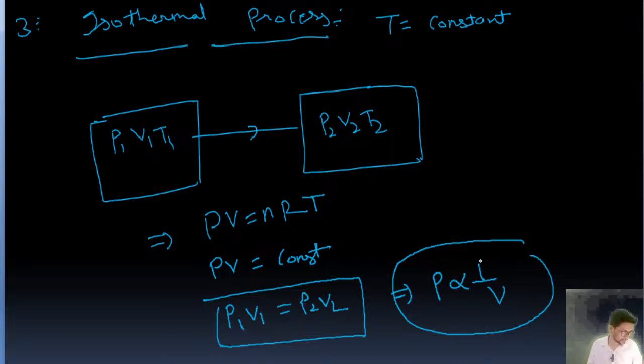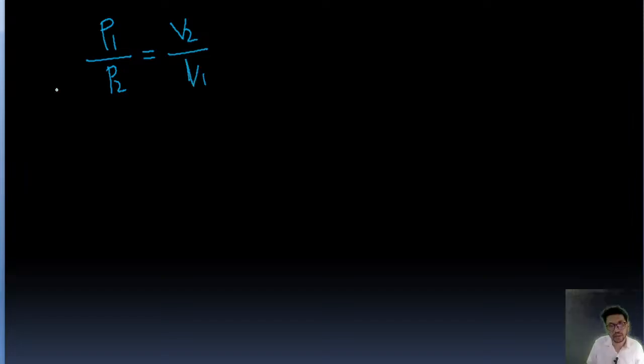Or we can write P1 by P2 equal to V2 by V1. This is the case of isothermal process, guys.